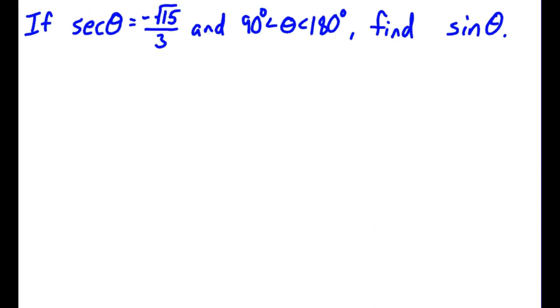Next example, we're going to do the same thing. If secant of theta is equal to negative radical 15 over 3, and theta is between 90 and 180, we want to find the sine of theta.